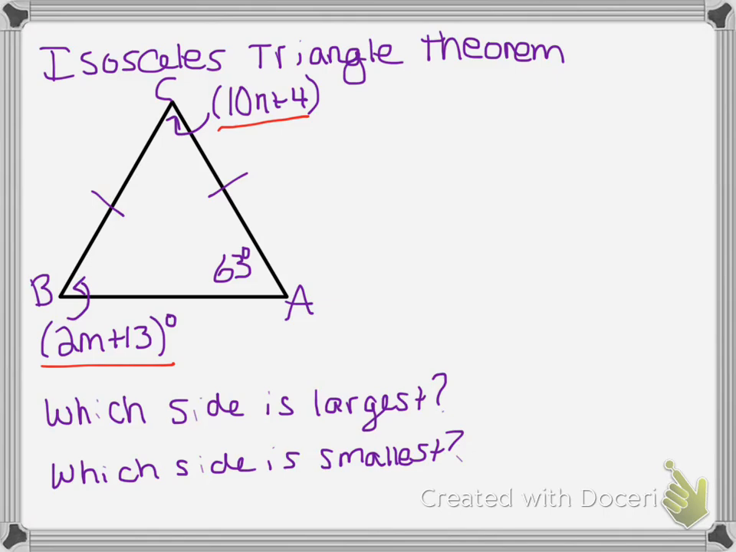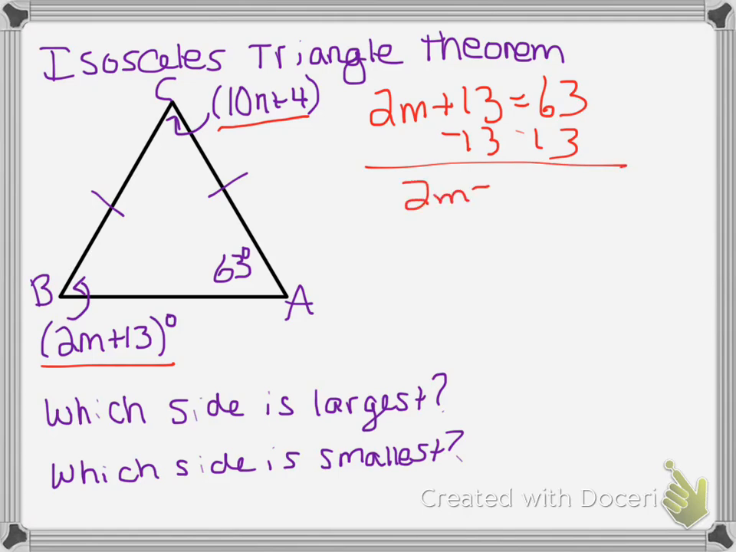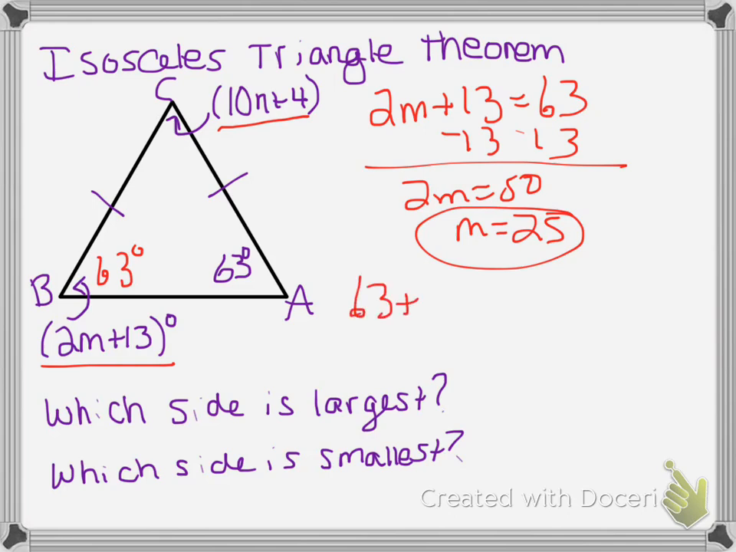So that means to solve for m, we've got to do 2m plus 13 equals 63. Subtract 13 from both sides. 2m equals 50. M equals 25. So we now know that m equals 25. We also know that this is 63 degrees. To find the other one, we know that all of the angles have to add up to be 180. So we can do 63 plus 63 plus 10n plus 4 equals 180.